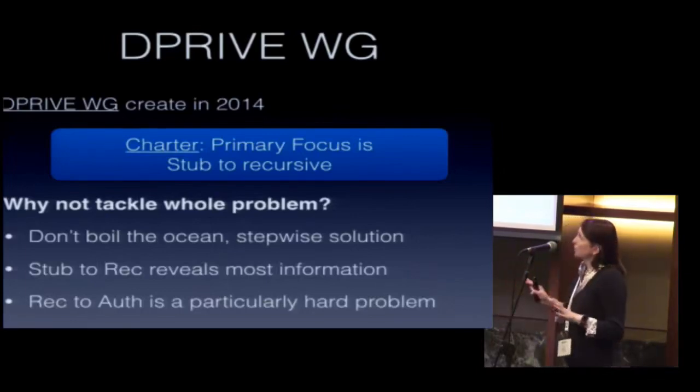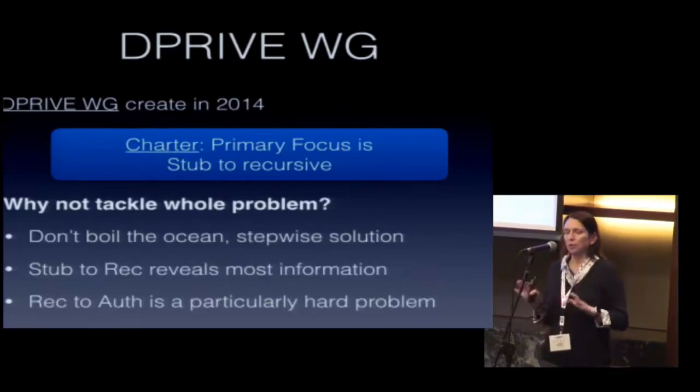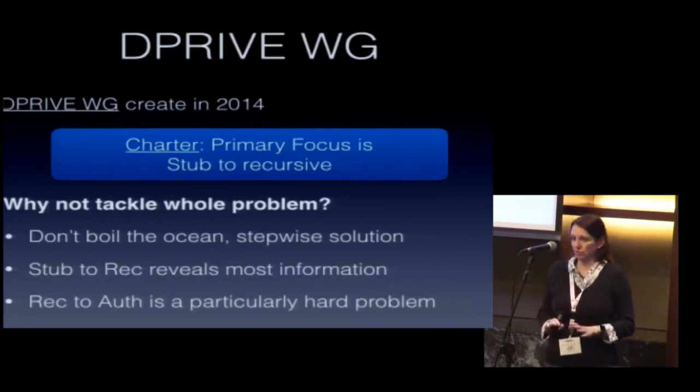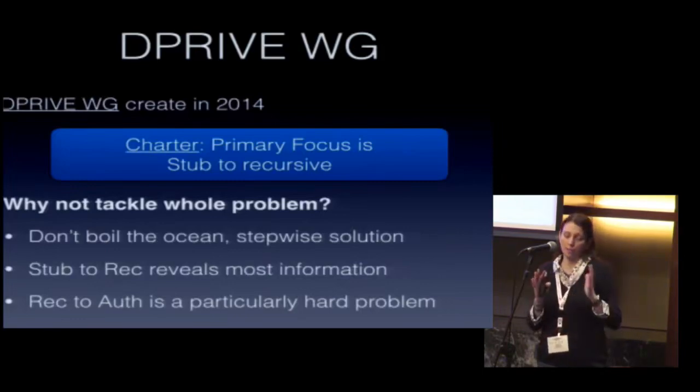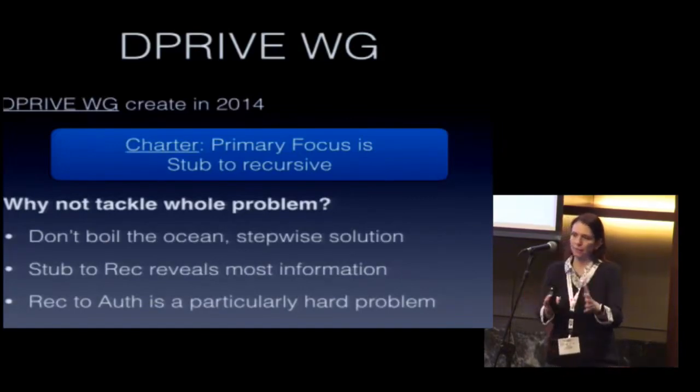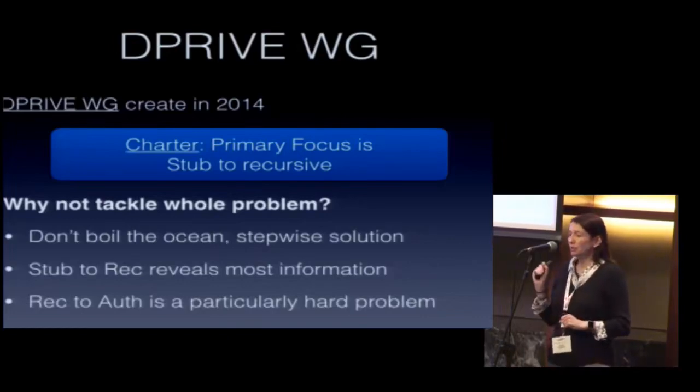So, where do you start? Well, this was a big problem, and what the working group decided in its initial charter was to focus solely on the stub to recursive step of this. And there are various reasons for this. Two I'll summarize are: one is that the stub to recursive stage leaks the most information. So if you can tackle that, you're going a long way towards helping end users. Secondly, the recursive to authoritative stage is quite challenging when you come to think about how you're going to do authentication of connections in that environment.